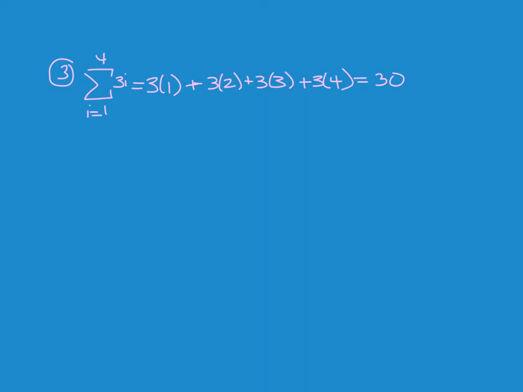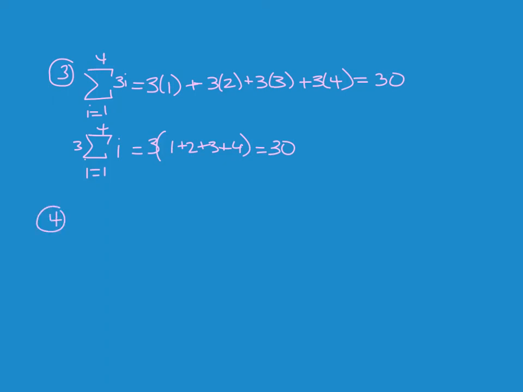You can also, however, take this 3 that's in front of the 3i and bring it out front. You are allowed to do that. It makes the problem a little bit simpler. Then you just get 3 on the outside, and 1 plus 2 plus 3 plus 4 is 10, so 3 times 10 still gives you 30. For this type of problem, it doesn't really matter which way you do it, but if you get something more complicated, it's nice to be able to pull that constant out.